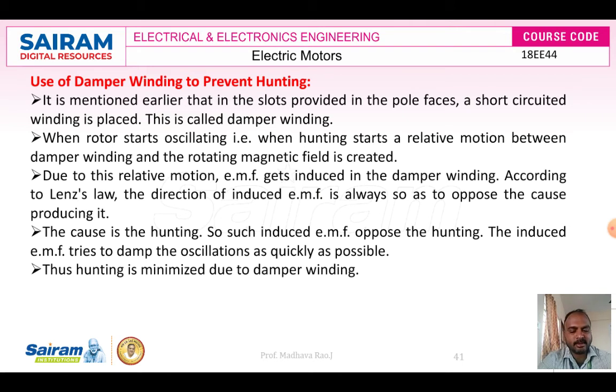The cause of hunting is rotor oscillations. So, when the rotor is oscillating, hunting will be produced. To eliminate that, we are using damper windings. The induced EMF tries to damp the oscillations as quickly as possible, opposing according to Lenz's law, which will damp the oscillations of the rotor. Thus, finally we can say hunting is minimized due to damper windings.